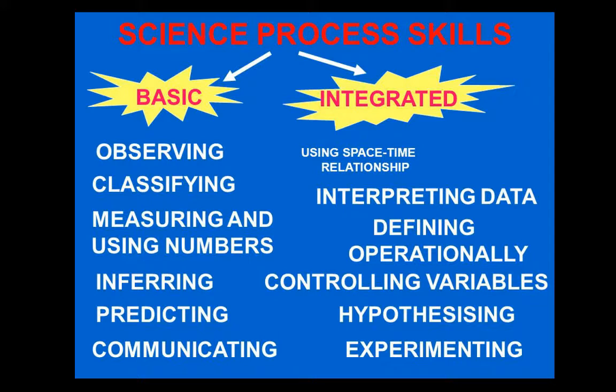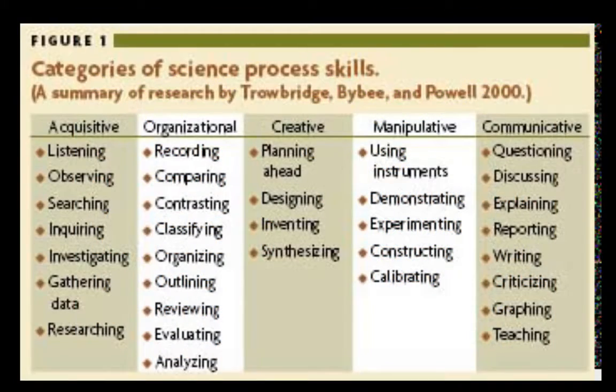The following graphic, and I know this one's quite busy and might be a little hard to read, is from the National Science Foundation. This is a listing of the process skills in 5 different categories: acquisition, organization, creativity, manipulative, and communicative. So, what skill are we focusing on today? We're going to briefly talk about classification.